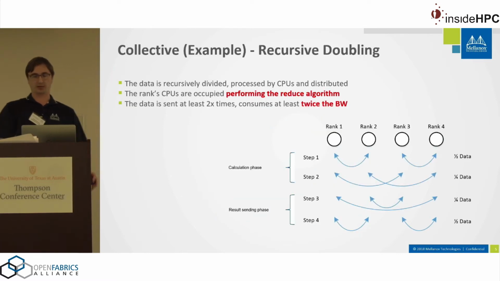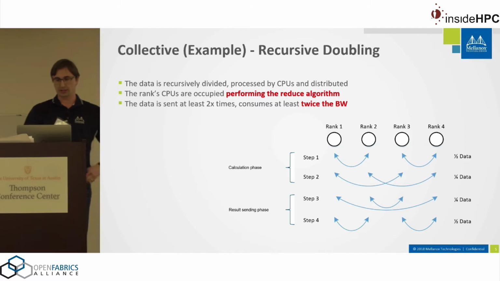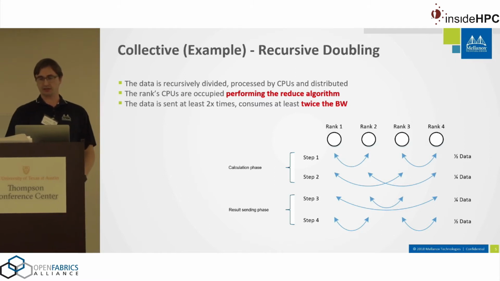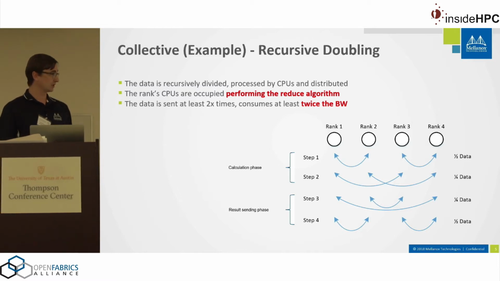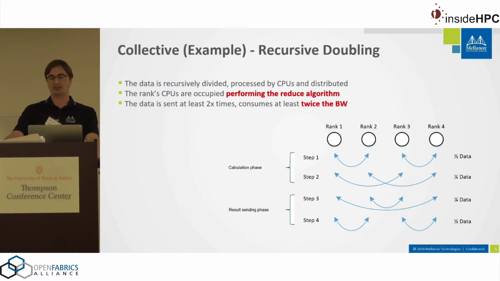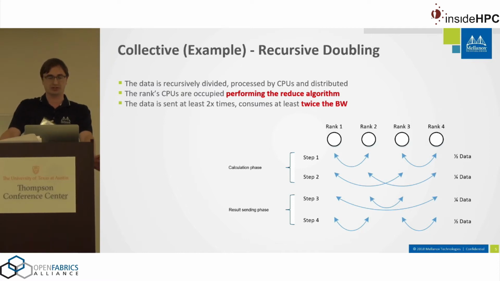So let's take an example with the recursive doubling reduction algorithm. So the data is recursively divided and processed by CPUs, and at each step it has to be processed by the CPU. So when data is exchanged between CPUs, the CPU has to perform the reduction operation, thus rendering the CPU unavailable to perform other tasks. And we've talked in the previous talk about non-blocking operation, but the problem remains the same. You still have to use the CPU to perform these operations.